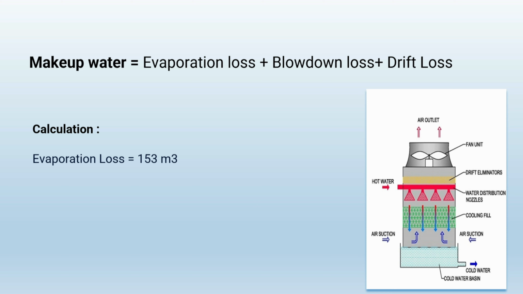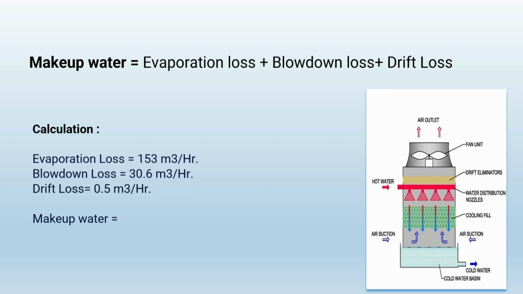So makeup water is evaporation loss plus blowdown loss plus drift loss. Here is the calculation. As we have already calculated the evaporation loss equals to 153 cubic meter per hour, blowdown loss is 30.6 cubic meter per hour and drift loss is 0.5 cubic meters per hour. So makeup water will be 153 plus 30.6 plus 0.5, that is 184.1 cubic meter per hour.